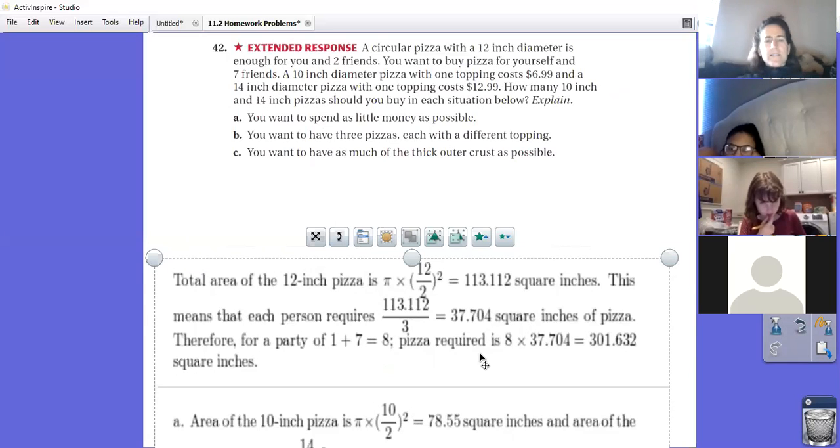So you need to find the area of the 12-inch diameter pizza. If you look here in this first part, the area of a 12-inch diameter pizza is 113.112. I'm going to figure out how much pizza that is for 3 people. So I divide by 3. So approximately 37.7 square inches of pizza is good for 1 person. Keeping in mind that each person needs that much pizza, multiply it by 8, because it's you and 7 friends. For this little party, you need approximately 301.6 square inches of pizza. So moving forward with that, you can answer A, B, and C.